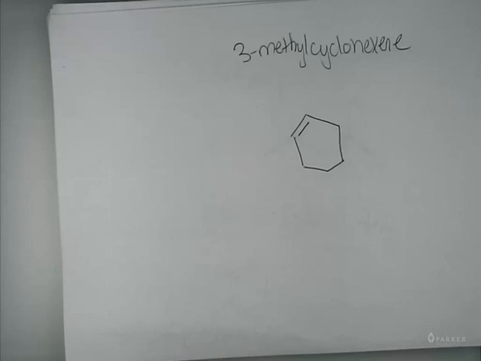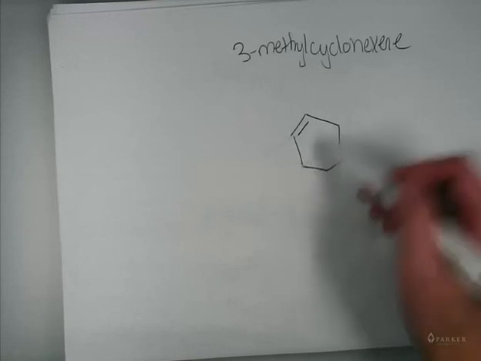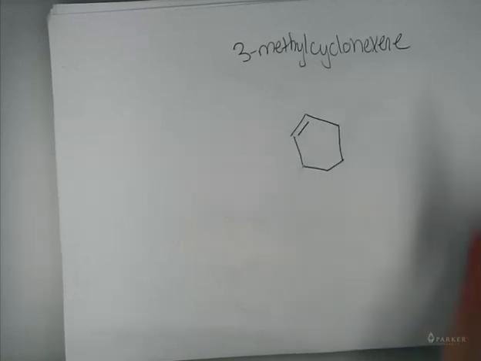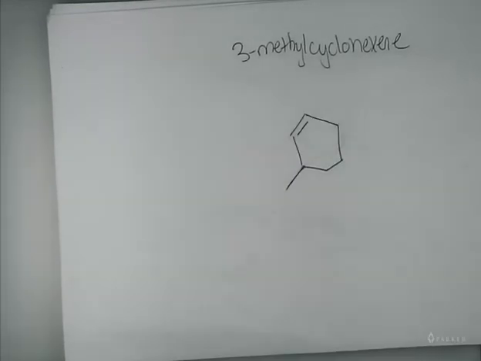Now, where's my methyl? Carbon 3. So I can count 1, 2, 3 and put it right there, or I can count 1, 2, 3 the other way and put it there. Either one's correct. Both of them are 3 away. So I'll just put it right here.